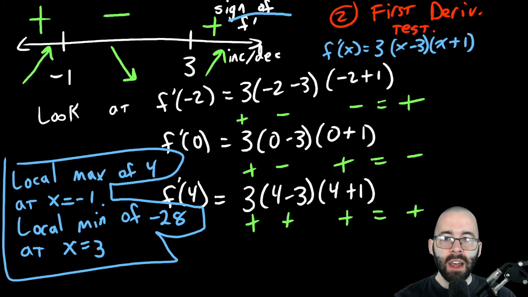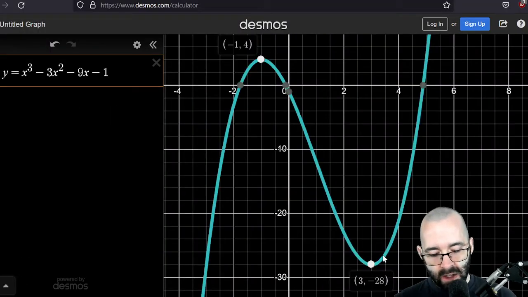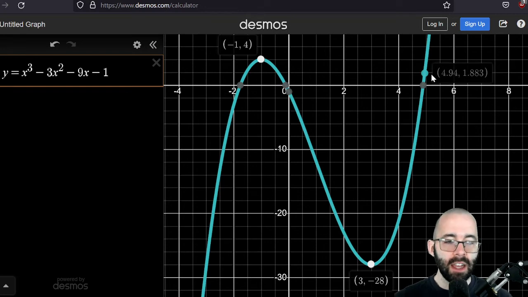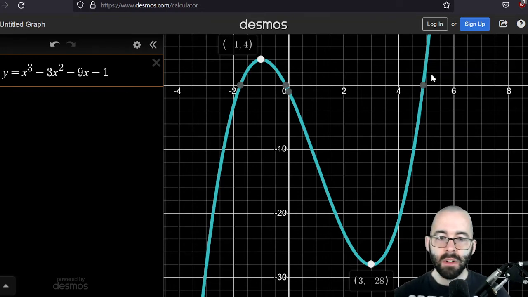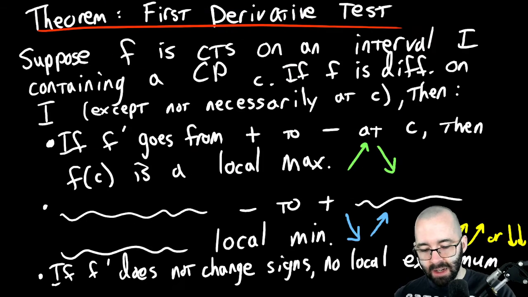And then after 3, to the right of 3, from 3 to infinity, the slope once again becomes positive. And you can see that this function again goes up for the rest of that interval. So that is really connecting all of this stuff that we've been talking about.